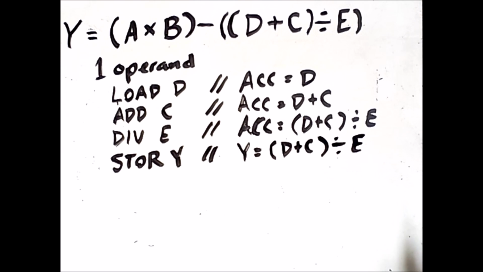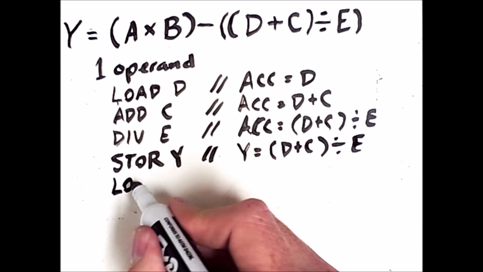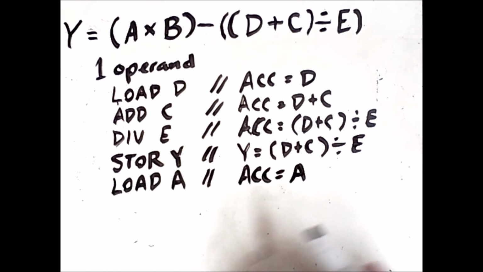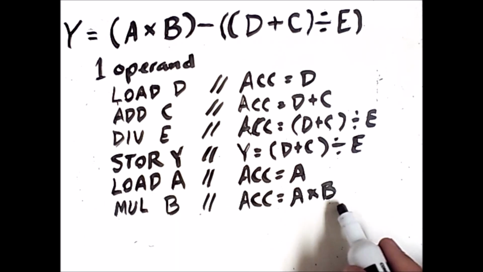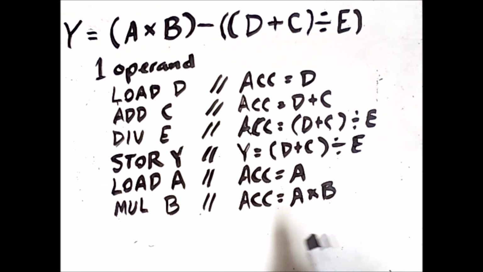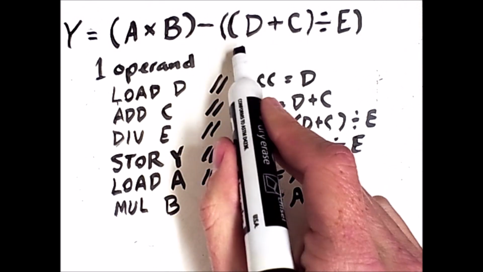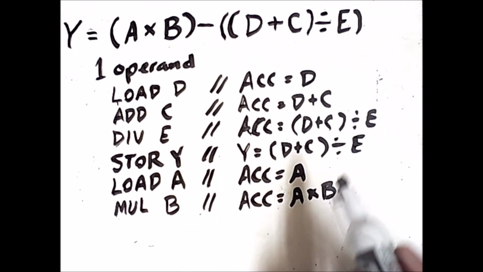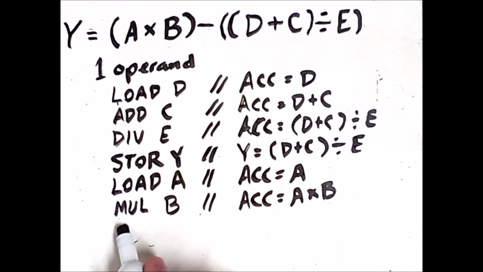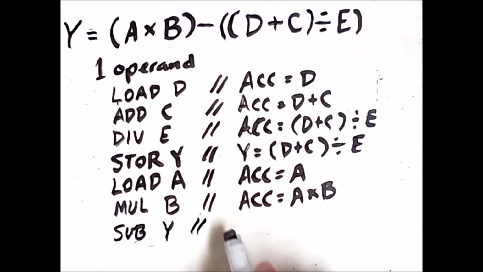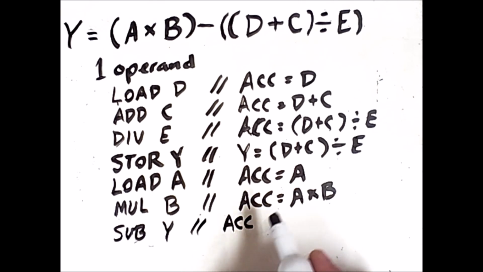And the reason I needed to store that in Y was so I could put a different value in the accumulator. Specifically, I'm going to load A. Having loaded A, I can now multiply that by B. So I have A times B in the accumulator, and in Y I have this portion of the expression. I want to subtract this from A times B, so I will do a subtract operation here, which stores in the accumulator that whole result there.